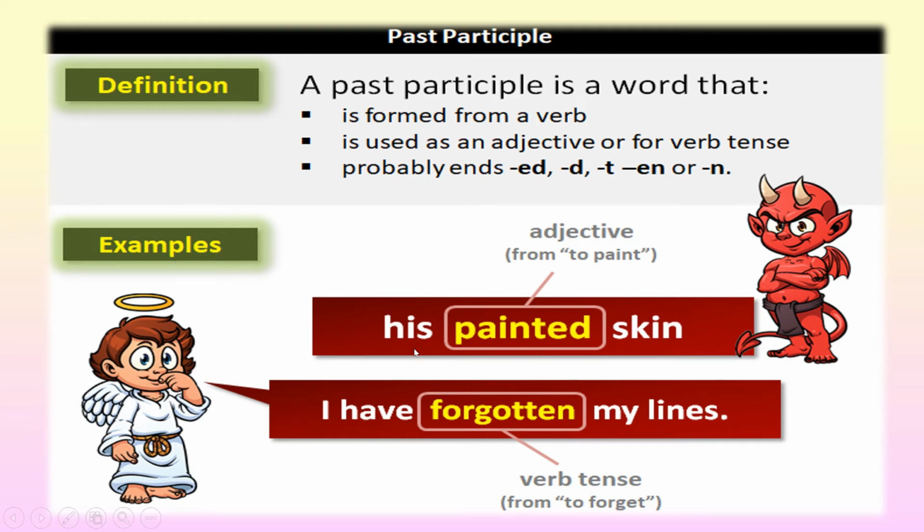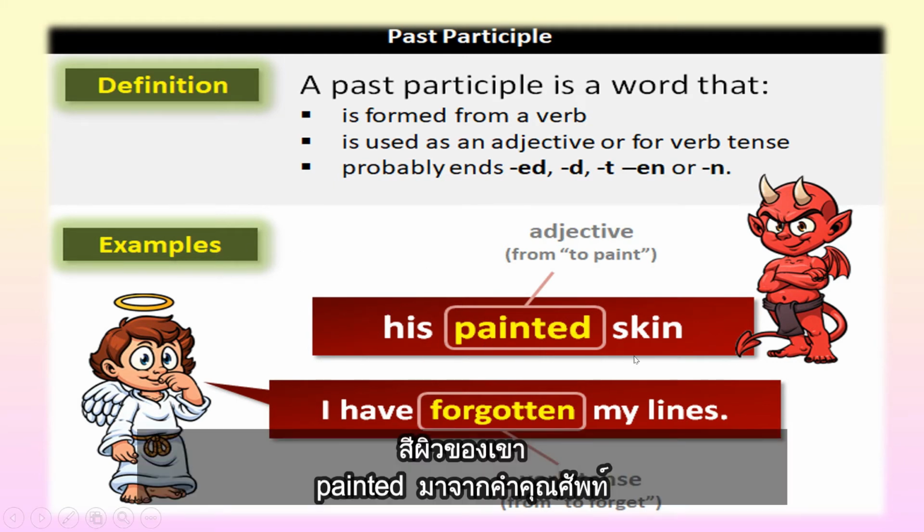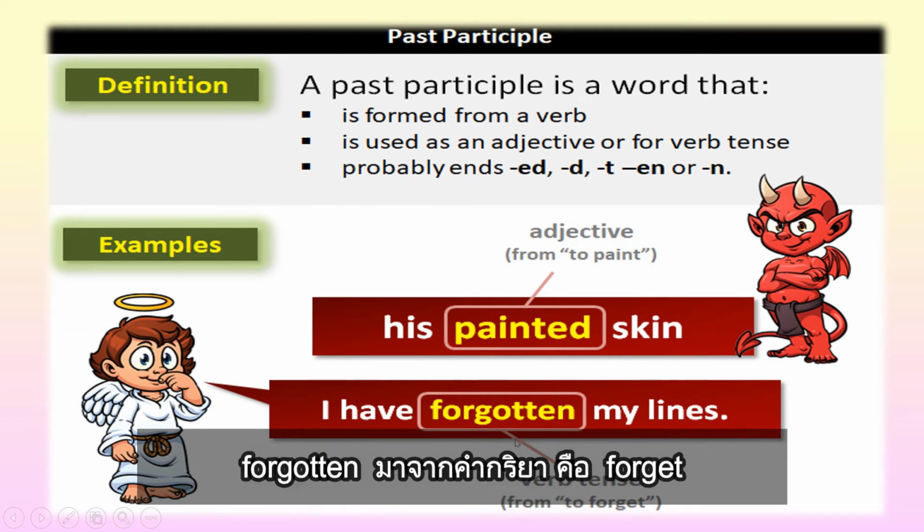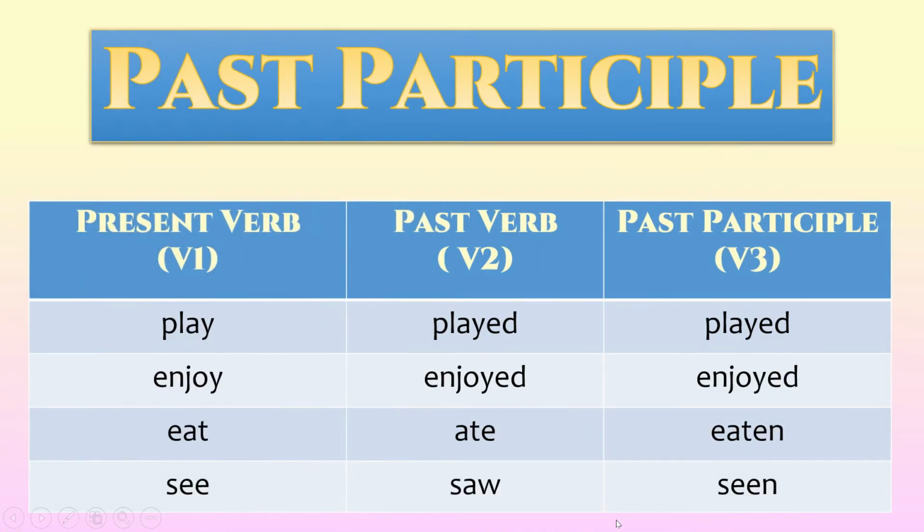So let's have our example here. His painted skin. So painted is from the word to paint, and painted here is an adjective. I have forgotten my lines. Forgotten is a verb tense from the word forget. So for past participle, we have the present verb or the V1, the past verb or the V2, and the past participle or the V3.